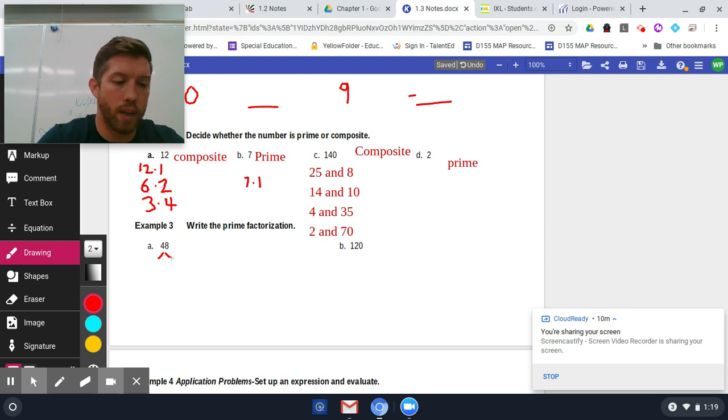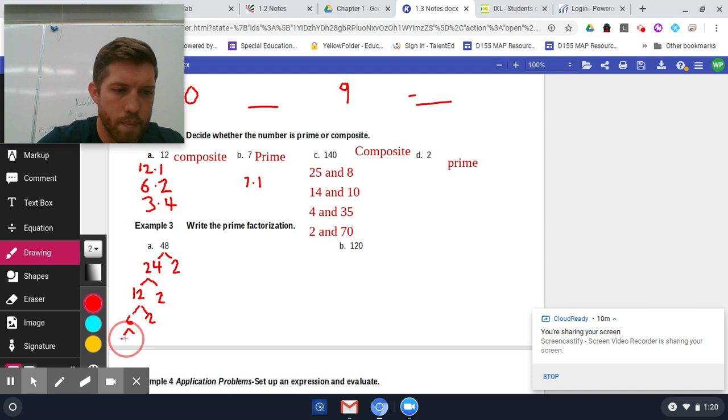So if we take 48 and we divide it by 2, you're going to get 24 and 2. Now we know 2 is prime, right? So we don't have to break that one down. But 24 can get broken down into 12 and 2. And then 12 can get broken down into 6 and 2. And then 6 can get broken down into 3 and 2.